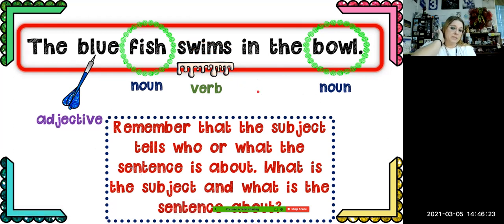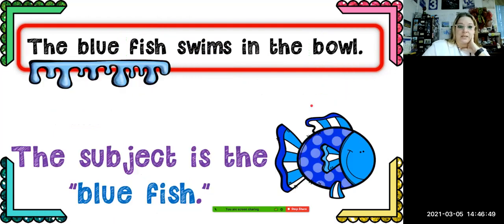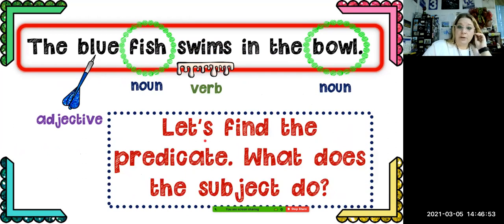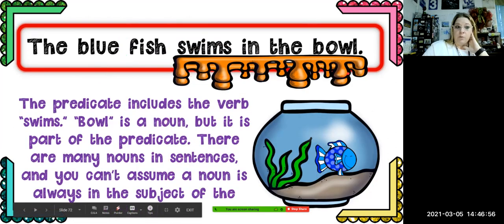So remember that the subject tells who or what the sentence is about. And then what is the subject? In this sentence, the subject is the blue fish. And what is the predicate? What is the blue fish doing? Swims in the bowl is the predicate. Good. So the subject is the blue fish, and the predicate is swims in the bowl.